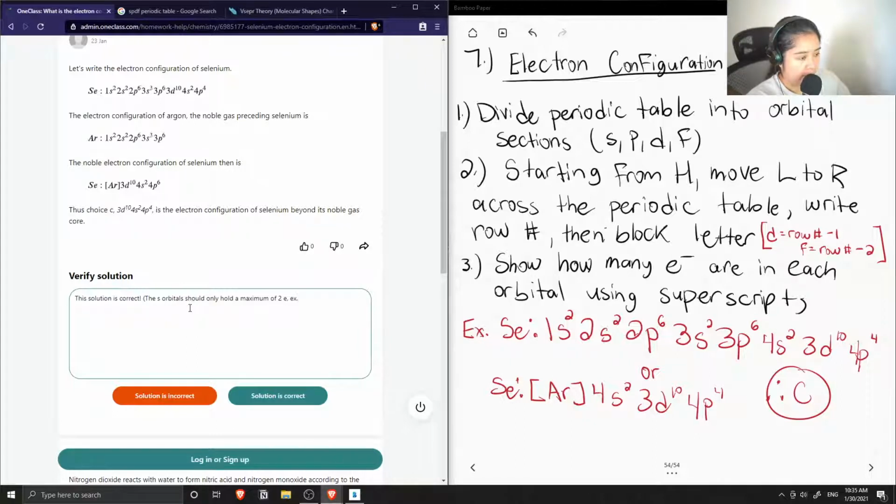So for example, it should be 3s2 instead of 3s3. Okay, so I'm just adding that extra note, but they still got the correct answer and the correct explanation. So this solution is still correct.